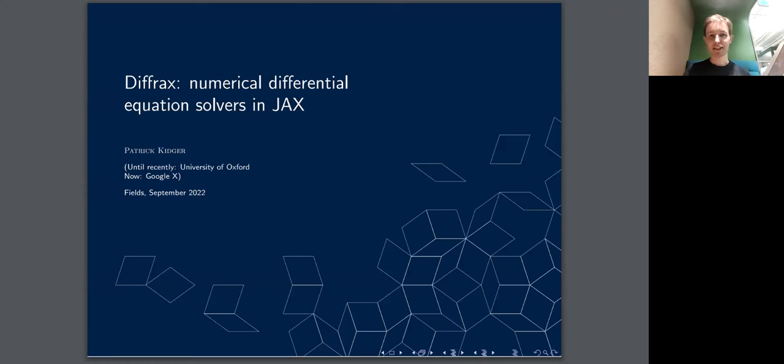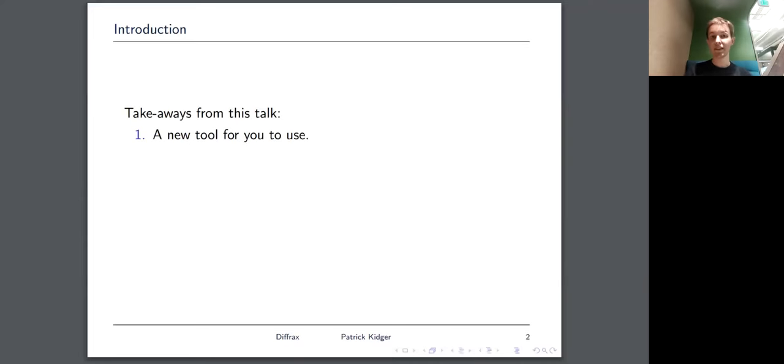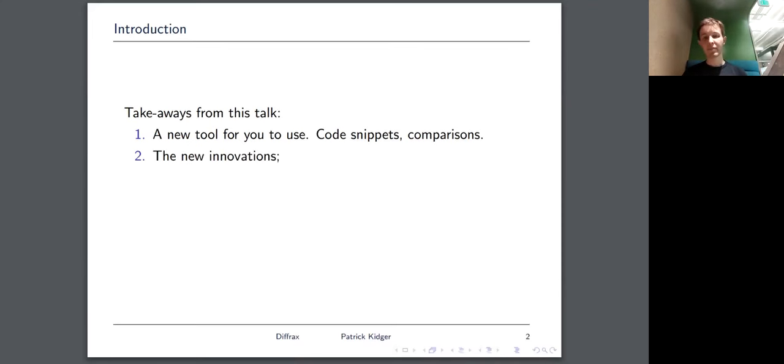So yeah, Diffrax, what am I talking about? What's going on? So takeaways from this talk, these are the things I want you to come away from this talk knowing. One, that there's this new tool you can use. It's called Diffrax, and I think it's really cool, and hopefully it will be of some use to you. In particular, I'm going to be showing off a few code snippets of using Diffrax, and also some comparisons against other libraries. And then also, I'll talk a little bit about some of the new innovations, some of the new mathematics going on inside.